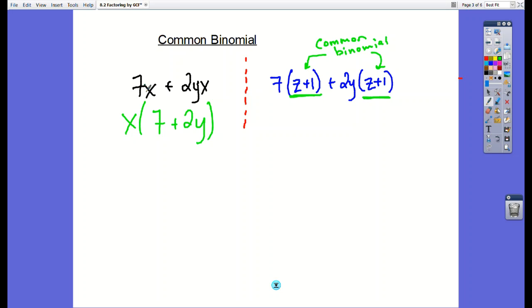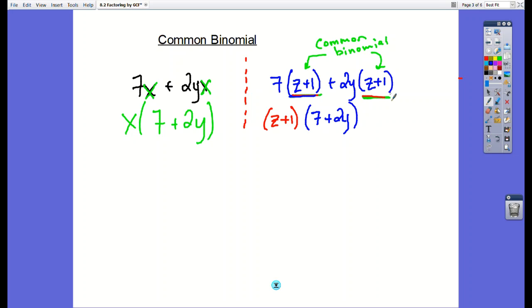Just like this x was the same in both terms. Because the x was the same, you could factor it out, write what's left over. It's identical if it's a binomial. So because your binomial is the same, you can factor it out, z plus 1. And then simply write what is left over. In this case, you're going to be left with a 7 plus 2y. It looks completely different, but it is in fact the same type of factoring.